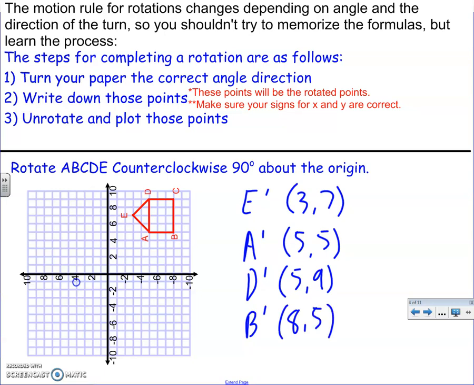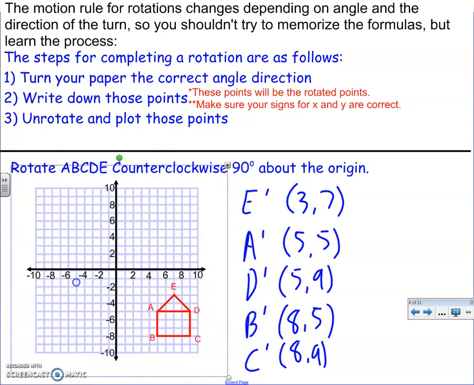And the last C prime is going to be at positive 8, positive 9. Alright, final step, unrotate and plot. So I put it back to normal. Plot my new points. I'll use blue.